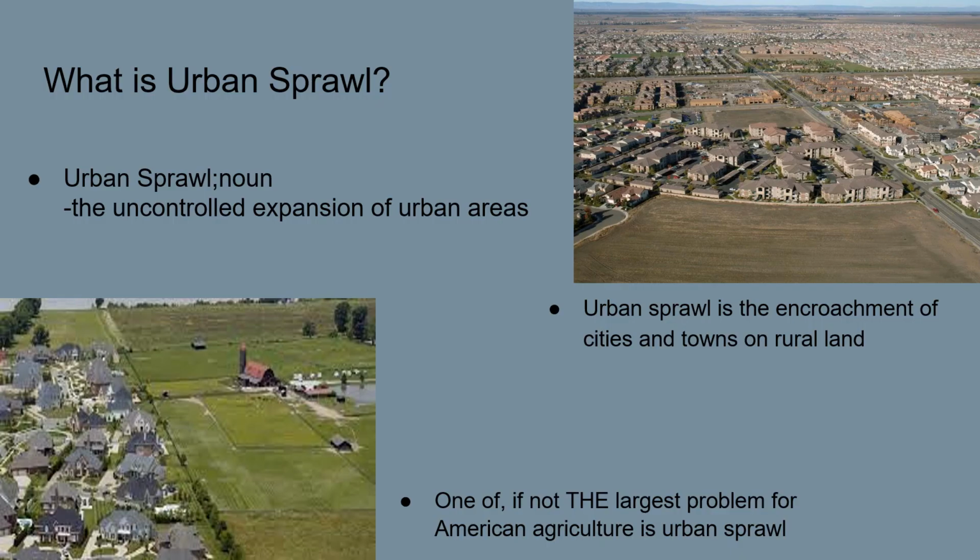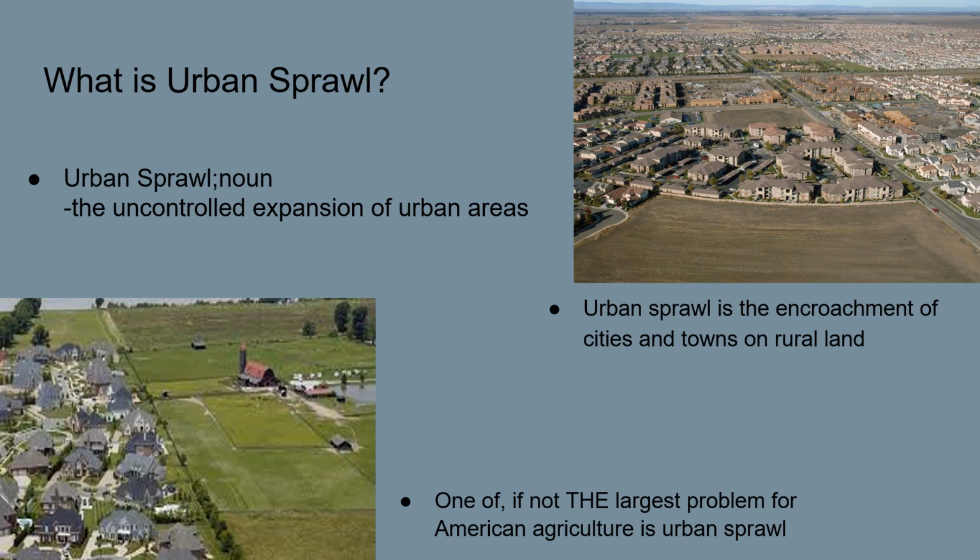So first off, we're gonna explain what urban sprawl is. I got the definition here. It's the uncontrolled expansion of urban areas. So like in these pictures, you can see how the neighborhoods are just butting up right to the farmland. Where the neighborhoods are now, it was just like the land that is in the picture. That's the farmland, but now it's just neighborhoods.